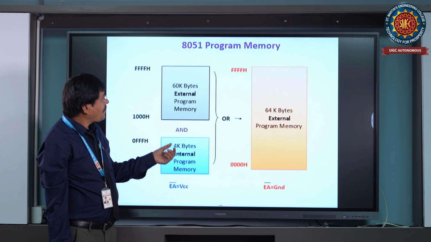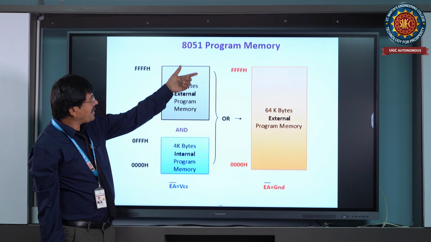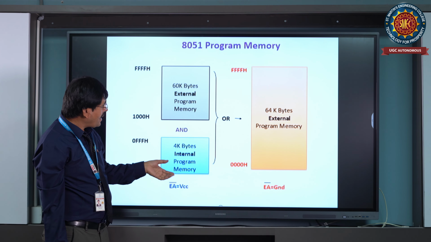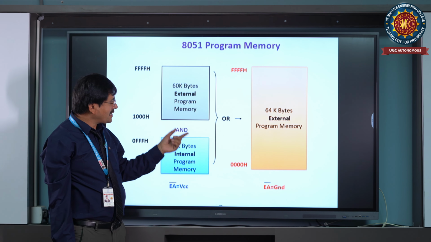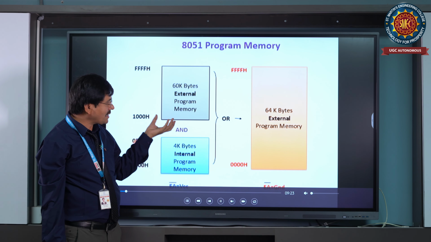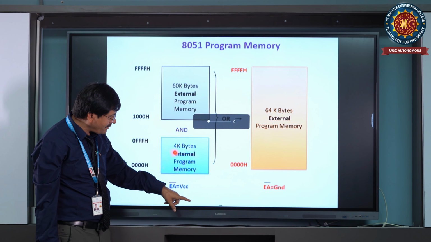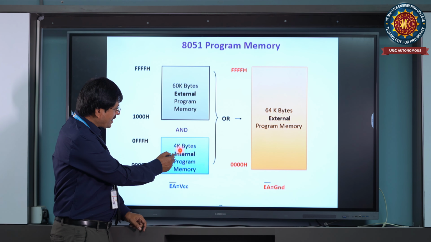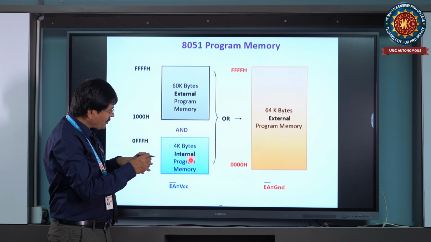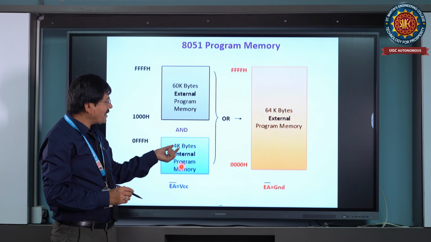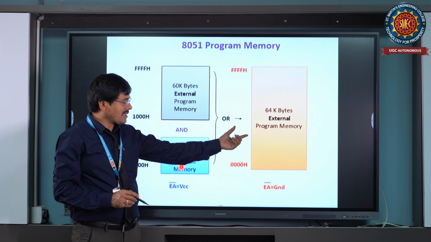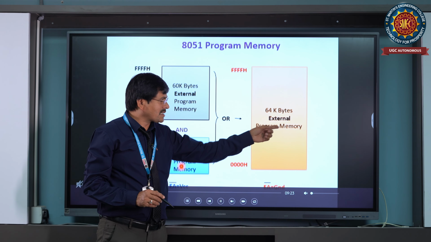So we have program memory, also known as code memory, and data memory. When you want to expand this memory, we need to connect additional memory. The processor already has some memory: internal RAM is 128 bytes, and ROM is 4 kilobytes. When we want to add or expand the memory, we need to connect additional memory, and that is called external memory.